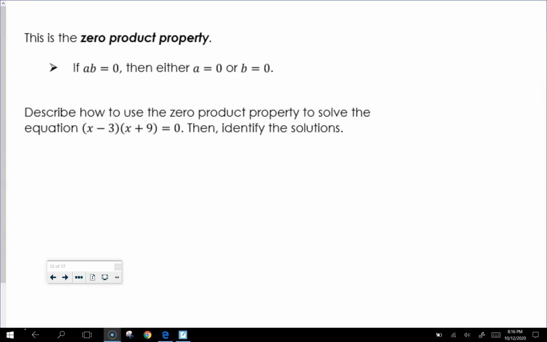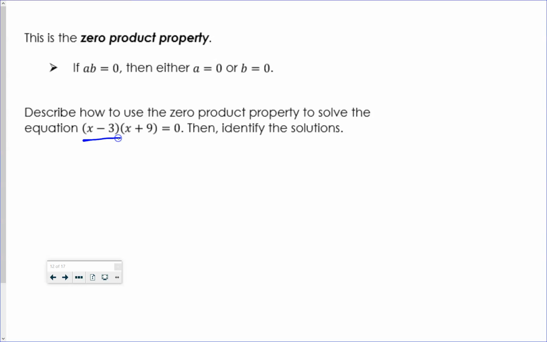Describe how to use the zero product property to solve the equation (x minus 3)(x plus 9) equals 0. Then identify the solutions. So I have two factors: a factor of x minus 3 and another factor of x plus 9. If multiplying those two factors is equal to 0, then one of them has to be equal to 0. Okay, so I'm going to set each factor equal to 0 because one of them has to be, right? I don't know which one. I'm going to figure out what x value is going to make that happen.